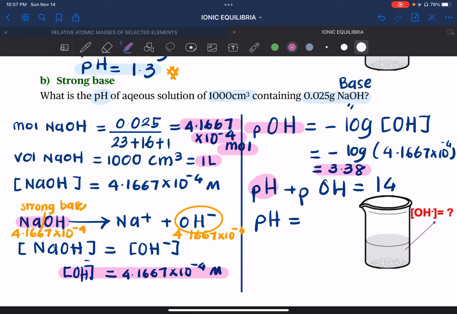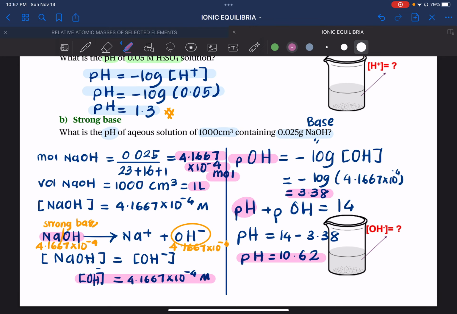So use the connection between pH and pOH. So 14 minus 3.38. So dapat berapa? You should get 10.62. Okay, pH jangan lupa mana ada unit. Okay, so basically that's the pH for NaO.